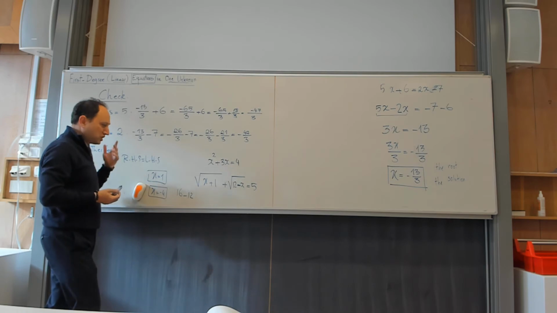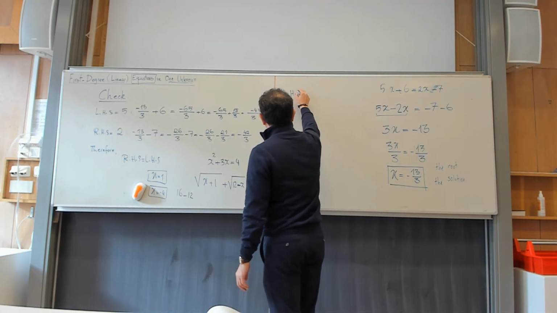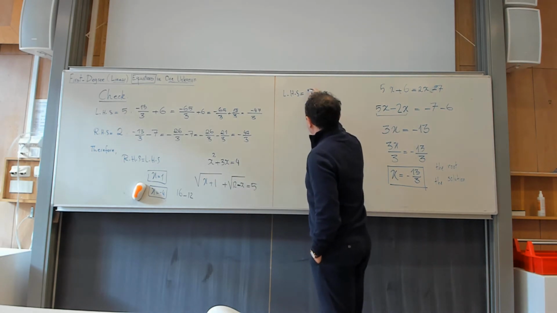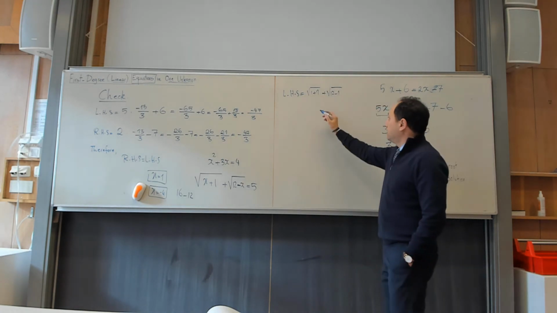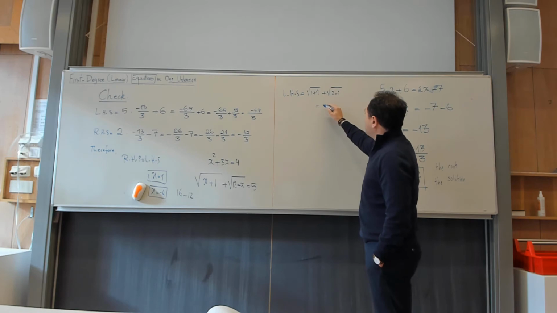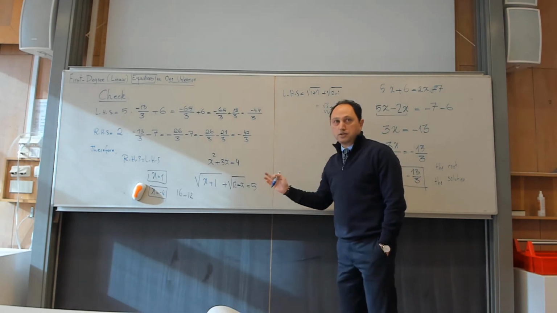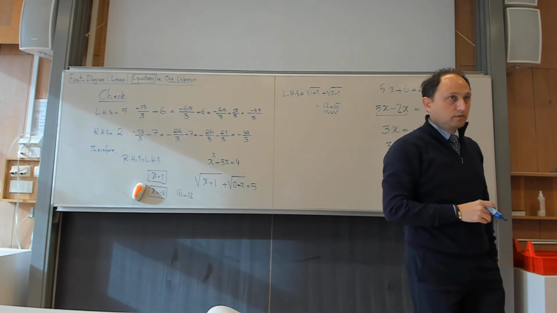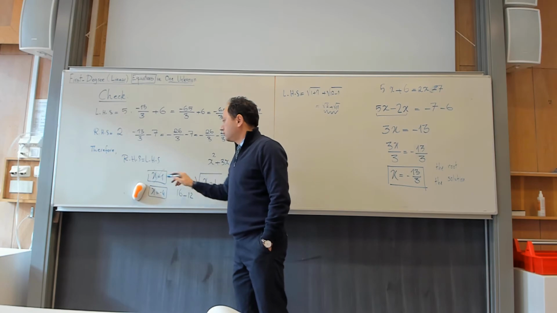No. So you can check it in your head. If I replace, what happens for the left-hand side? The left-hand side becomes the square root of 1 plus 1 plus the square root of 12 minus 1. And then this becomes the square root of 2 plus the square root of 11. This is the left-hand side. But it is clear that the square root of 2 plus the square root of 11 is not equal to 5. So that is not correct. So x equals 1 is not a solution.